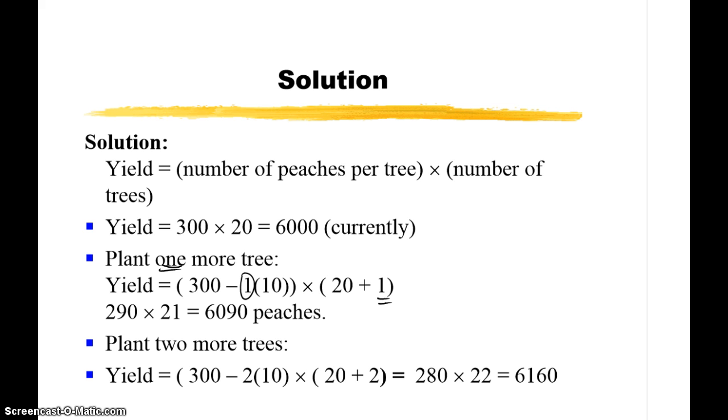What if he plants 2 more trees? Planting 2 more trees means he's going to lose 2 times 10, or 20, peaches per tree. And he still has to multiply by the new number of trees, which is now 22. So we have 300 minus 20, which is 280, multiplied by 22. He ends up with 6,160 peaches. Compare these numbers, and you see that his yield is increasing. The total number of peaches is increasing here.